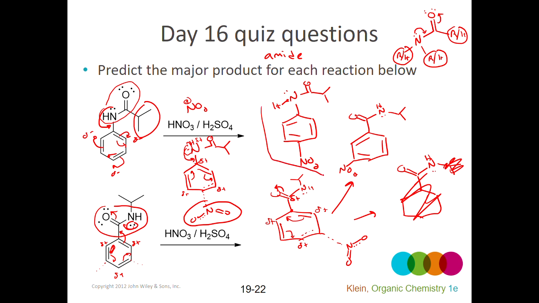So we get the para product due to sterics over the ortho product, but the ortho and the para would be much more likely to occur here due to the electron donation, whereas in the bottom reaction, I expect a meta product due to the electron withdrawing nature of that amide when it's positioned with the CO double bond group directly connected to the ring.